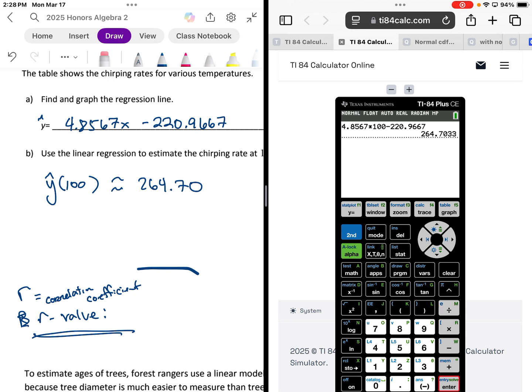Mr. Stevens forgot to get it from the screen, so I'm going to go back and do my linear regression again, and I'm also going to do one other thing here real quick.